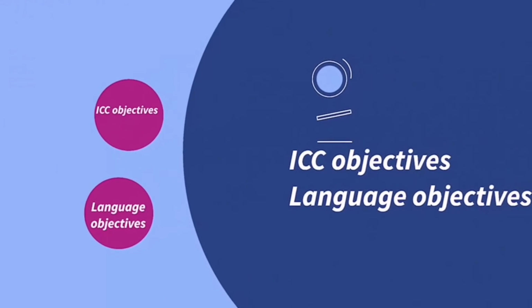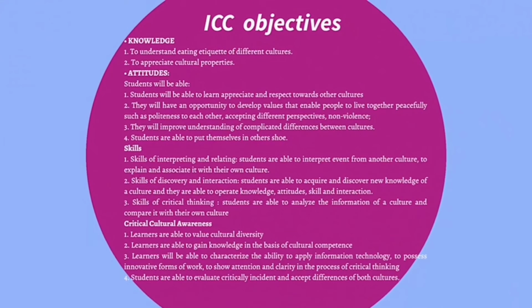So let's talk about ICC objectives. As you see, we'll start from the knowledge. Here students will be able to understand eating etiquette of different cultures and they will be able to appreciate cultural properties. Let's turn to the attitudes. Here students will have an opportunity to develop values that enable people to live together peacefully, such as politeness to each other, accepting different perspectives, and non-violence. Also, they will improve understanding of complicated differences between cultures. And the last and important thing is students will be able to put themselves in others' shoes.